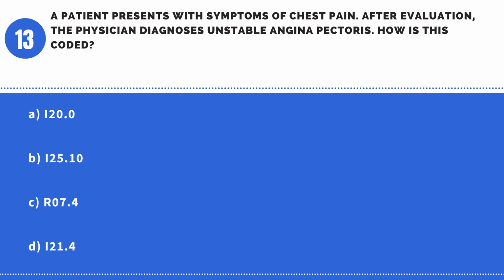Question 13. A patient presents with symptoms of chest pain. After evaluation, the physician diagnoses unstable angina pectoris. How is this coded? A. I20.0. B. I25.10. C. R07.4. D. I21.4.